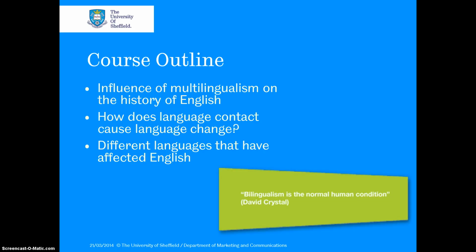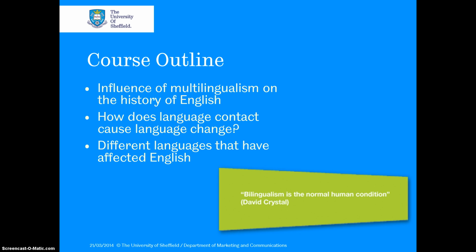The course takes as its starting point that, far from the popular conception, at least in this country, that monolingualism is normal, that we speak only English, in fact, as David Crystal says there on the bottom of the slide, bilingualism is normal, and it explores the consequences of that for the history of the English language.